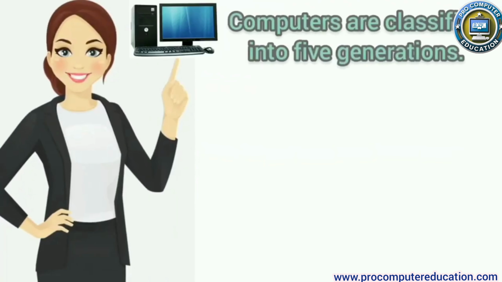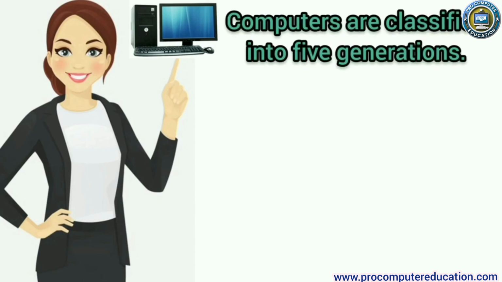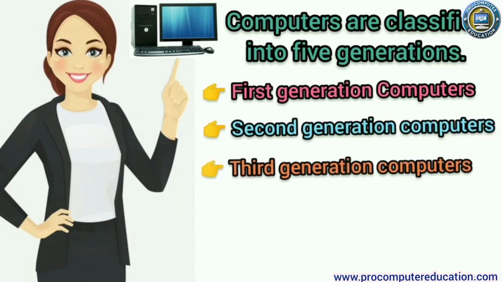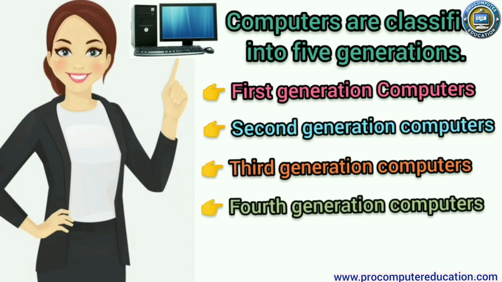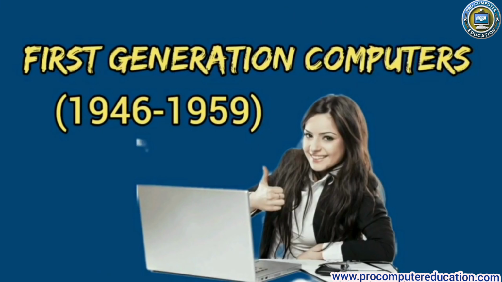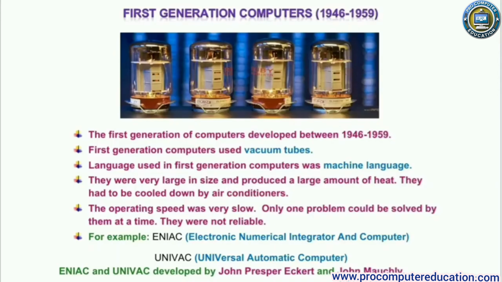Accordingly, computers are classified into 5 generations, which are as follows: first generation computers, second generation computers, third generation computers, fourth generation computers, fifth generation computers. Let's know about each generation individually. First generation computers. The first generation of computers developed between 1946 to 1959.